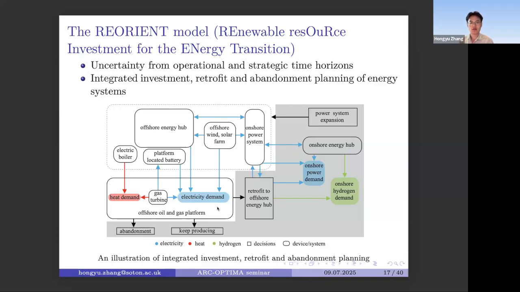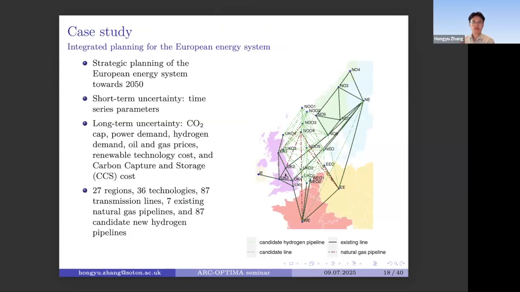And then you have different types of decisions. You can expand your current system. You can retrofit the oil and gas platform to an offshore energy hub, or you can also decide to abandon this oil and gas platform, or just let it keep producing. So this is the illustration of this integrated planning, and I will not present the detailed mathematical equations. But here, let's move to the case study.